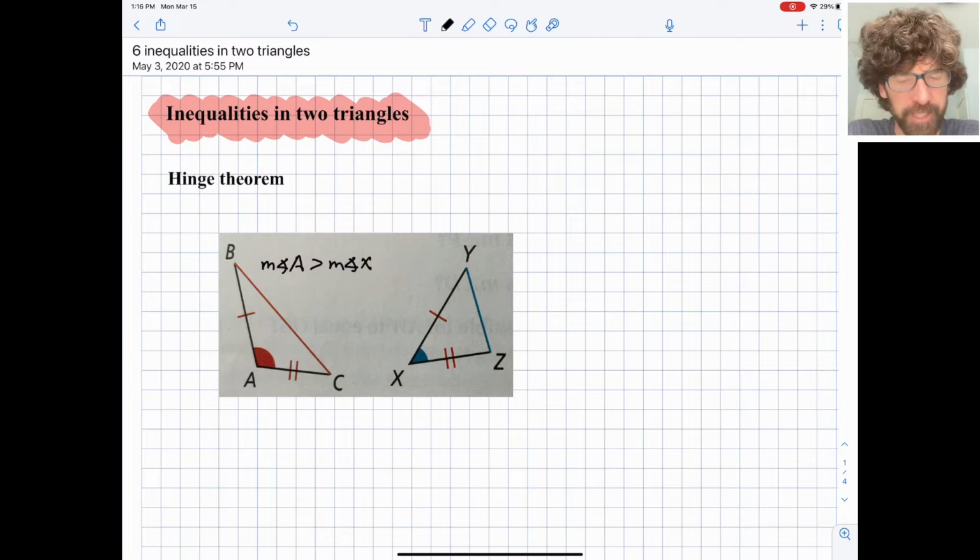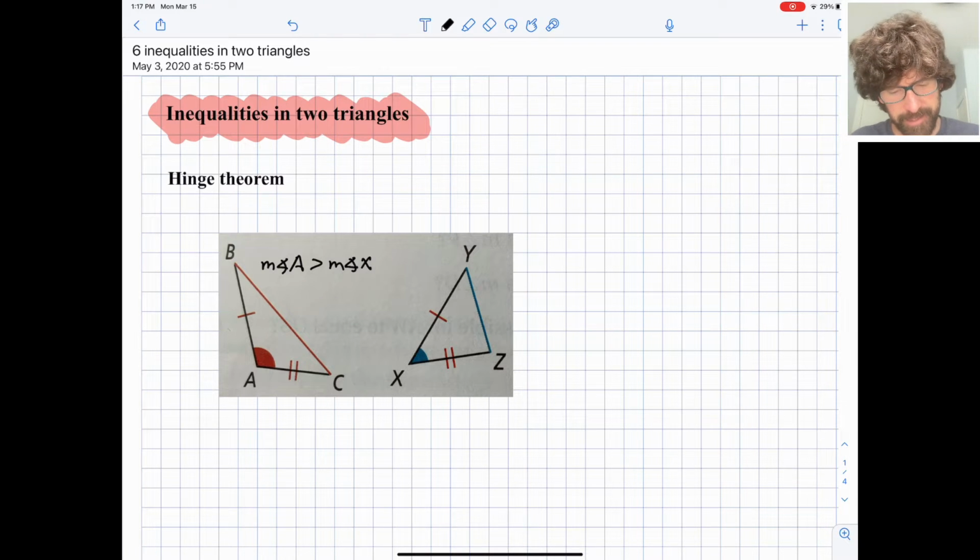All right, this is a video for geometry on inequalities in two triangles. So we'll be using a couple different theorems here to compare two separate triangles to each other. And the two theorems we'll be working with are the hinge theorem and then the converse of the hinge theorem. And we'll start off with an introduction and then do a few solved examples.